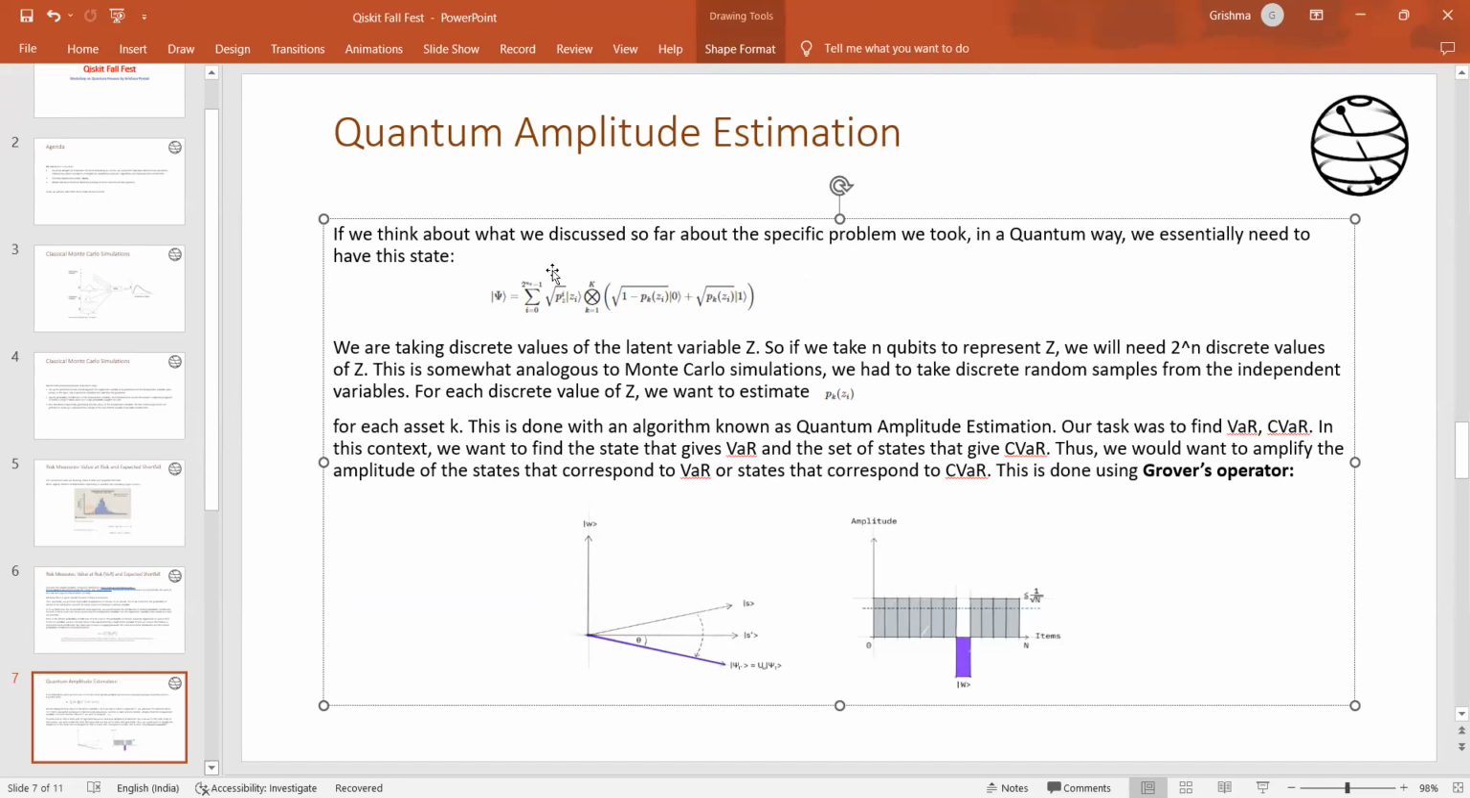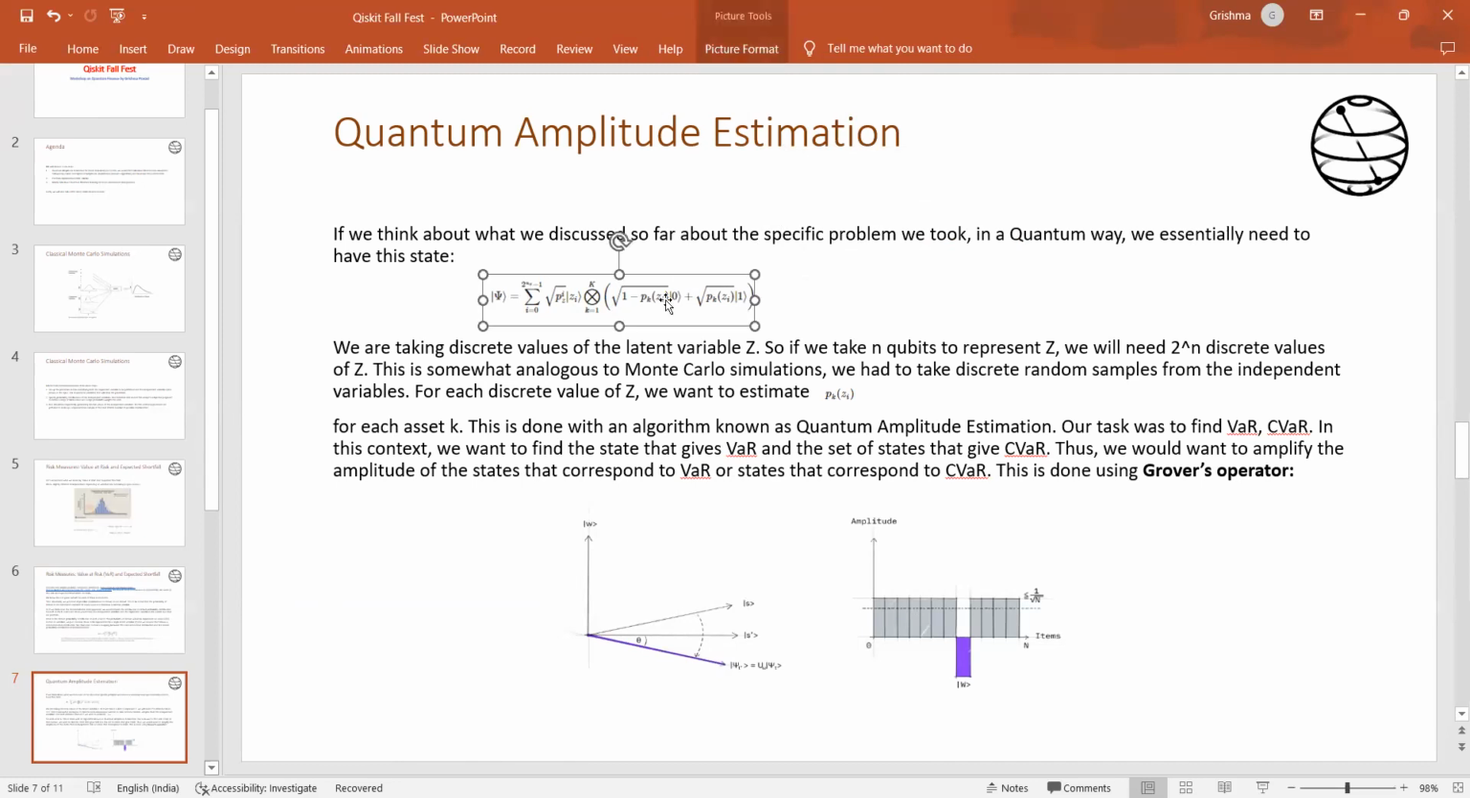essentially if you look at this state that I have written right here, state one basically means default, and state zero means no default. Essentially what I want to find is this probability of default for every asset. And this probability, as I said, depends on the latent variable that we just discussed. And since you have k assets, you would have to consider all of them.